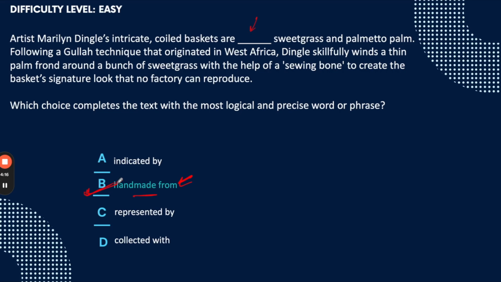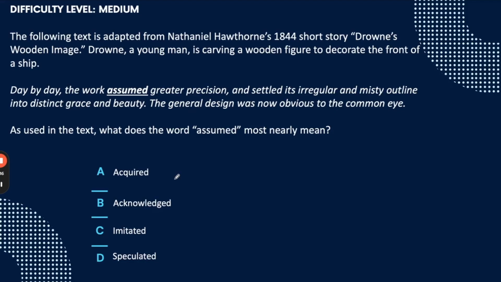Now we'll go ahead and take up the next difficulty level, that is a medium difficulty level question on words in context. So now we have a medium difficulty level question on words in context. The question stem says, as used in the text, what does the word assumed most nearly mean? So now in the text, we don't have a blank space. We do have the word and we have to find which out of these options would make the most sense in place of assumed.